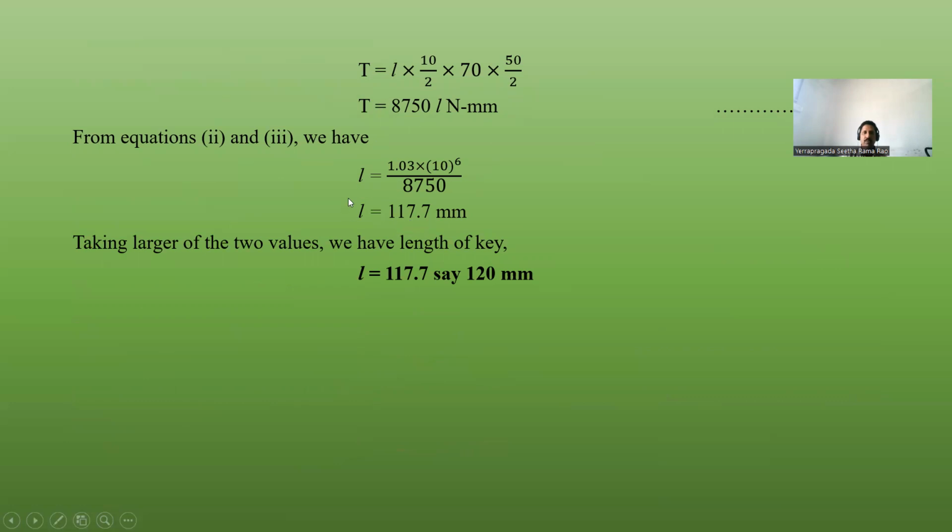If you take the larger of the two values among shearing and crushing, it is L equal to 117.7 mm. We will take it as 120 mm.